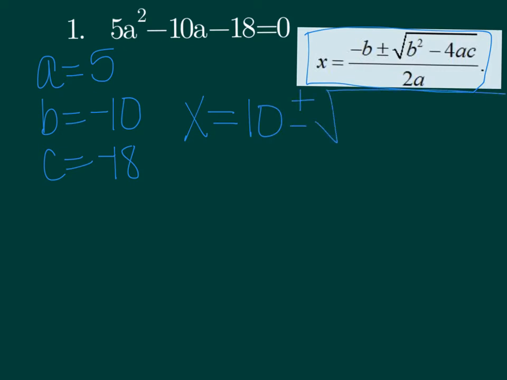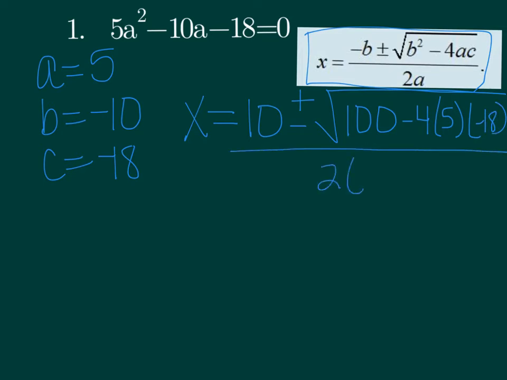We got a big square root here. B squared, so negative 10 squared, I'm just going to go ahead and put is 100. Now know that this will always be positive, okay, because whenever we square something, it's always going to be a positive. So make sure this number is always a positive number. Minus 4 times the a term, which is 5, times the c term, which is negative 18. And that is all over 2 times the a term.